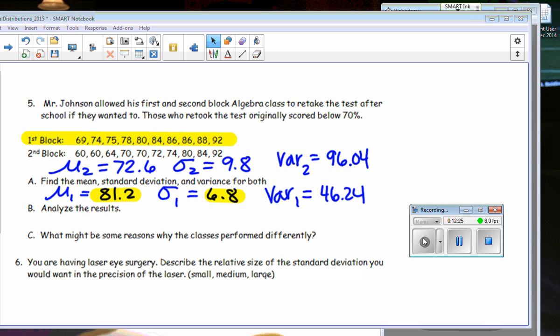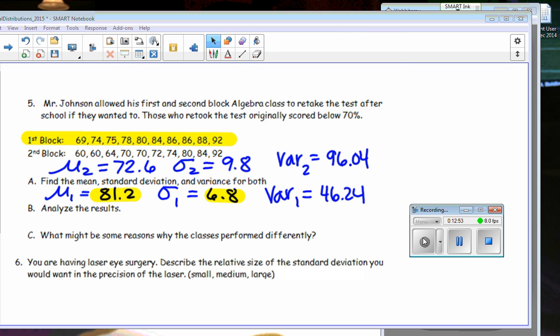Small. Why small, Patrick? Because when the standard deviation is small, that means the majority of the information is clustered around a certain point, so you want it to be exact when you're doing laser eye surgery, like the laser. Okay, I agree with that. Anyone have anything to add? Any different way to explain why they wrote what they wrote? I love that. More precise, no room for error. It's going to be what it's going to be.